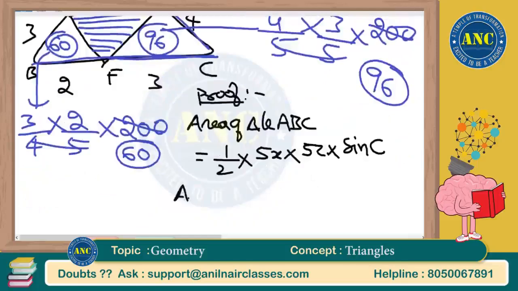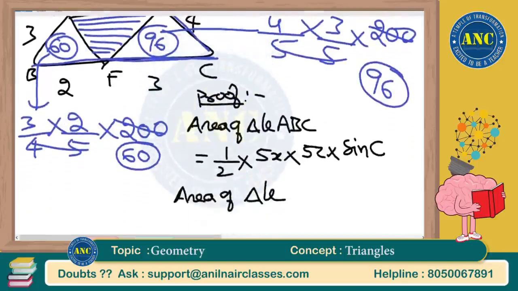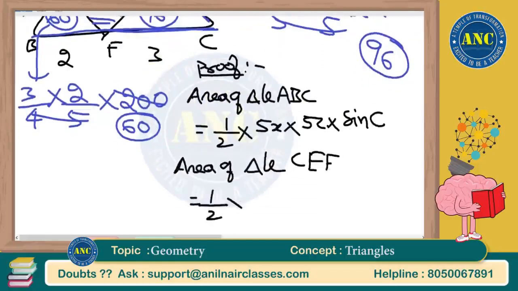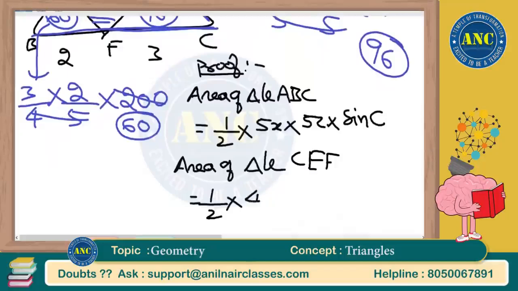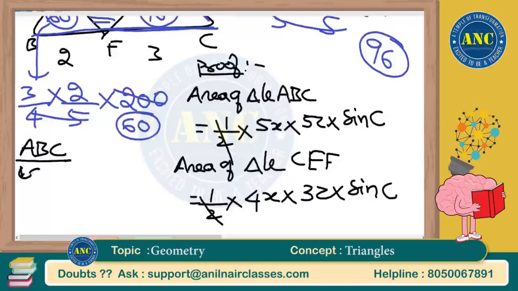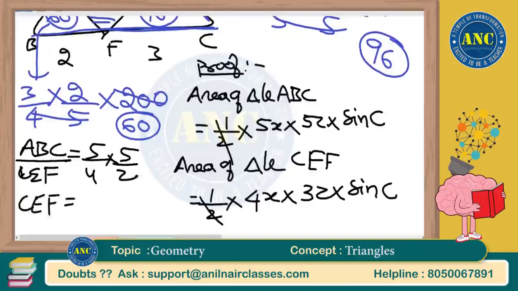Similarly, if I compare area of triangle CEF, if I take CEF, this is nothing but 4x, and it is nothing but 3z into sin C. You divide this with this, you will get the answer. So ABC by CEF is nothing but 5 by 4 into 5 by 3. So CEF is nothing but 4 by 5 into 3 by 5.